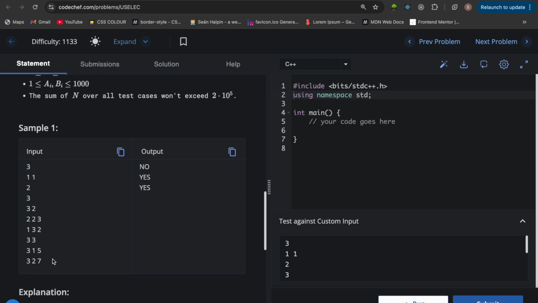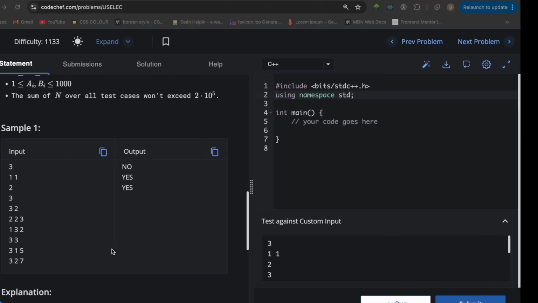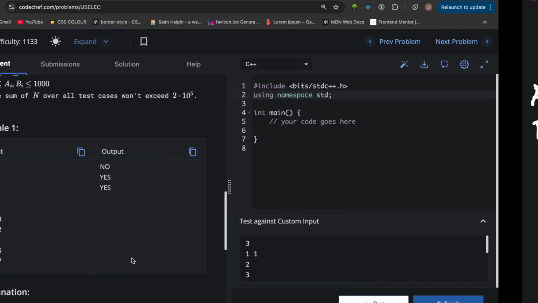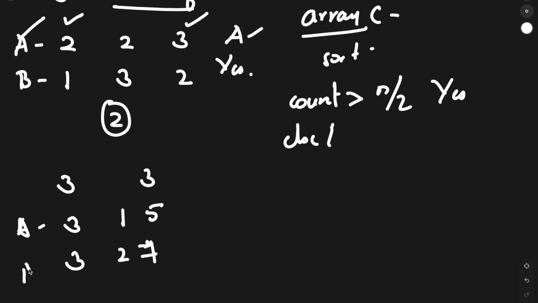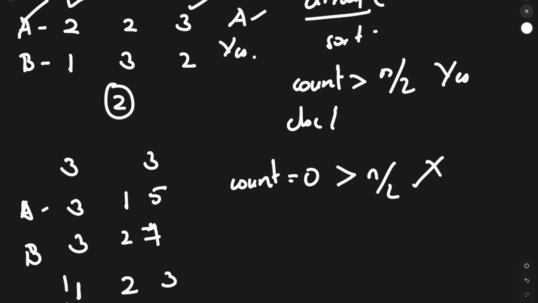So we'll understand it better with another example. Let's take the third test case. So we have 3 states and chef has 3 votes. Candidate A has scored 3, 1 and 5, and candidate B has scored 3, 2 and 7. So you can see that candidate A has drawn in the first state and lost in both the other states. So the count will be 0 in this case, and the array C will have 1, 2 and 3 as the number of votes required to win in those states.